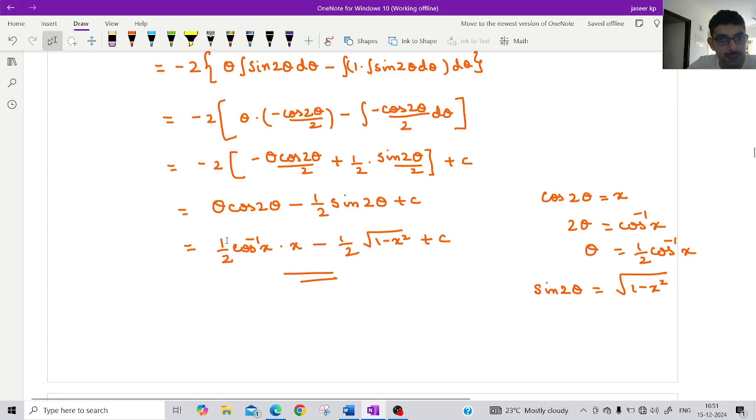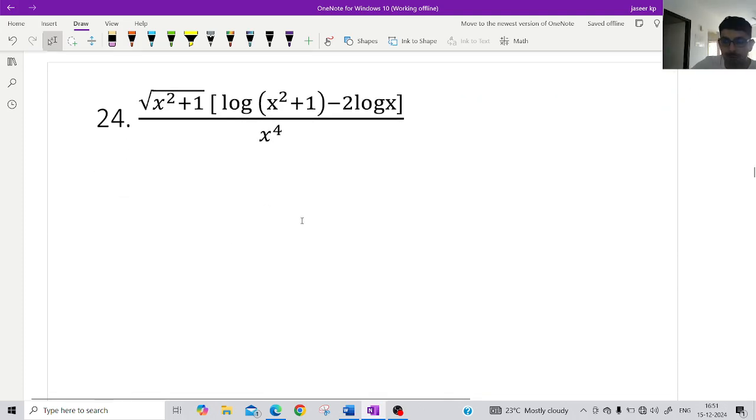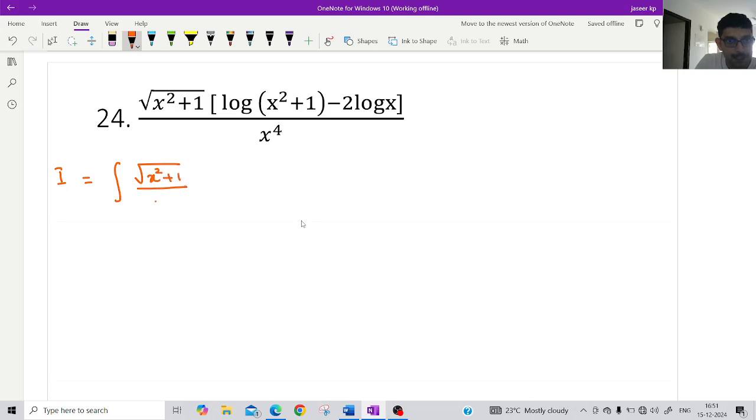Now let us move to the next problem, that is the 24th problem. Root of x square plus 1 into log of x square plus 1 minus 2 log x. So if you write this as I, I'll write it as root of x square plus 1 by x power 4, and this log of a minus log b form can be simplified as x square plus 1 by x square, because 2 log x is log x square and log a minus log b is log a by b, so it is equal to this one.